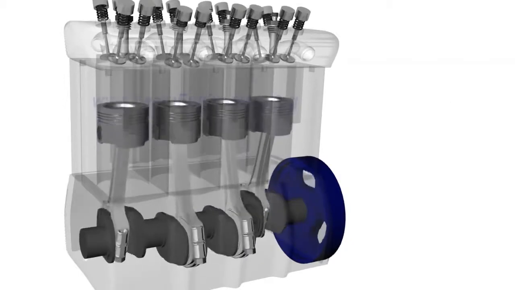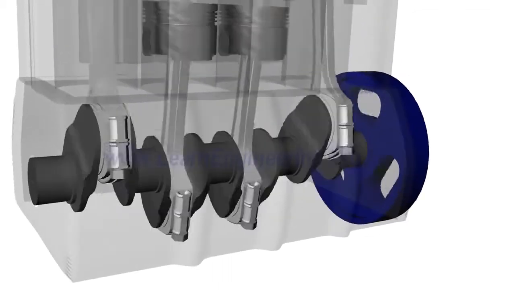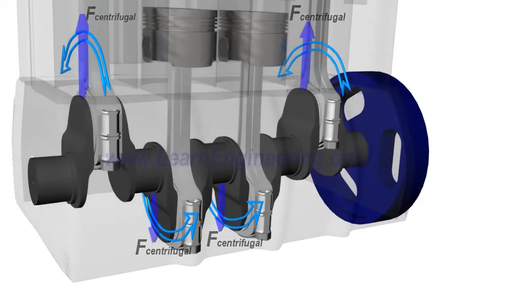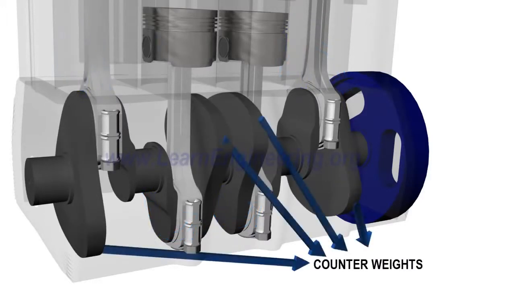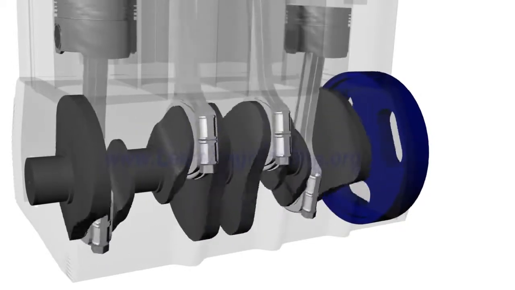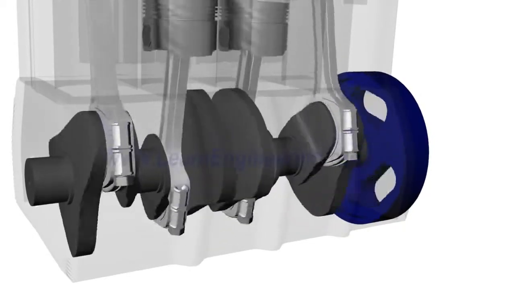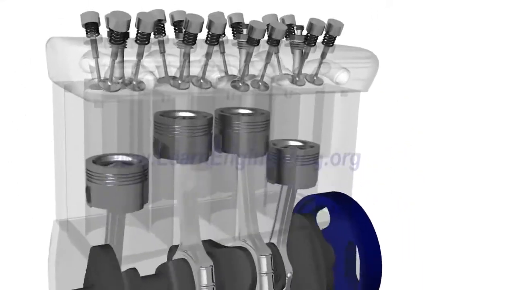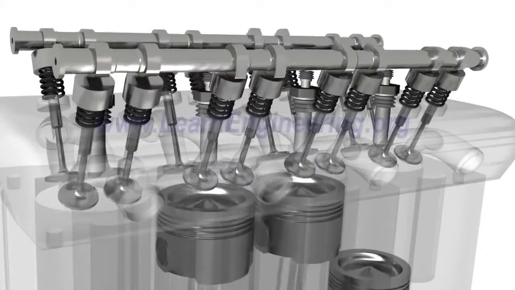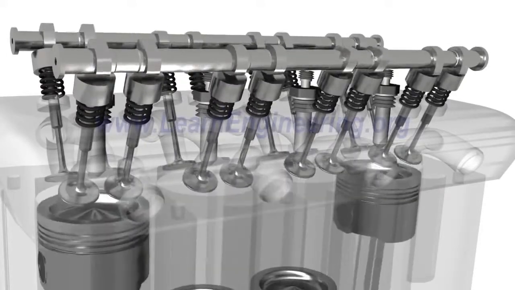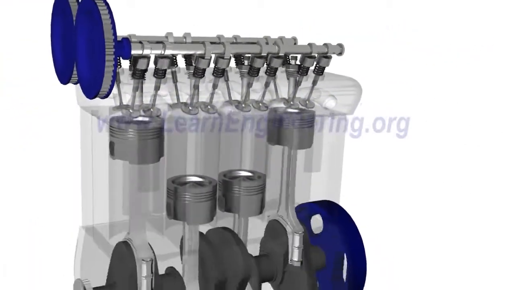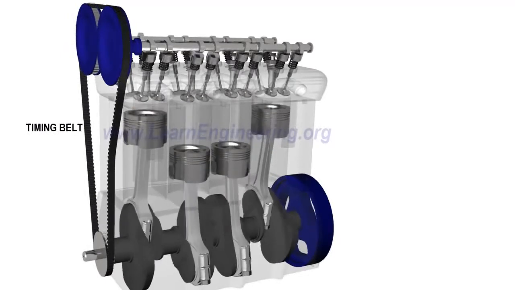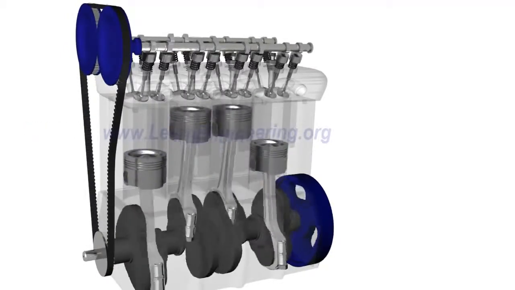A huge unbalanced force arises in the form of dynamic unbalance due to the excessive mass at the connecting rod side. This is negated by providing counterweights on the crank side. Opening and closing of valves are accurately controlled by a pair of camshafts. Camshafts derive motion from the engine. It is clear that the camshafts need to rotate at half the speed of crankshaft.